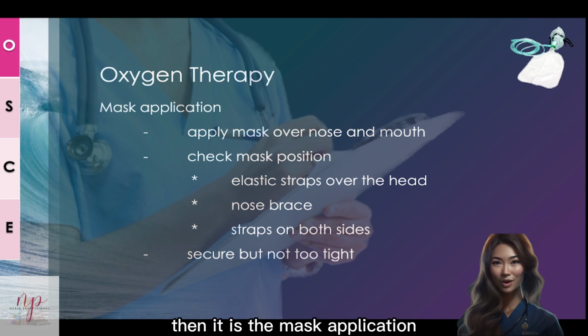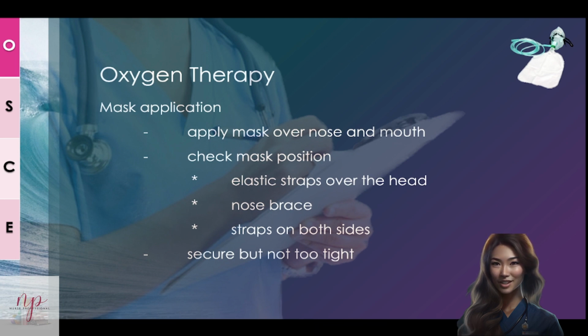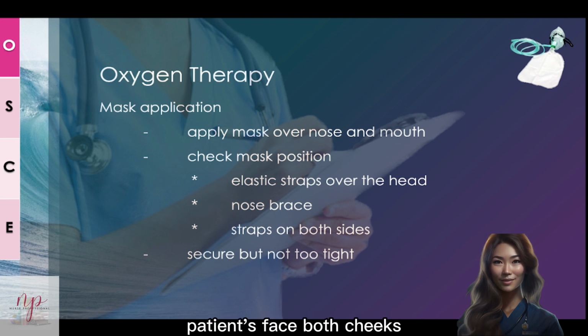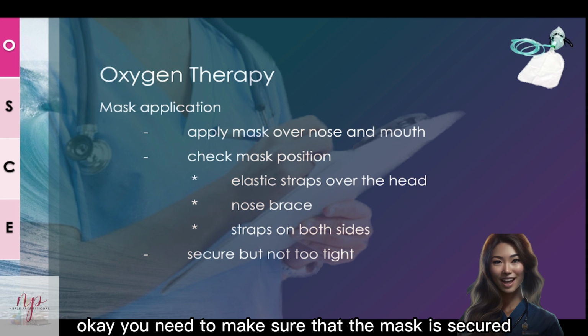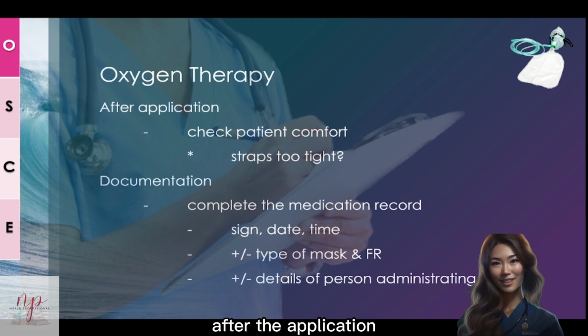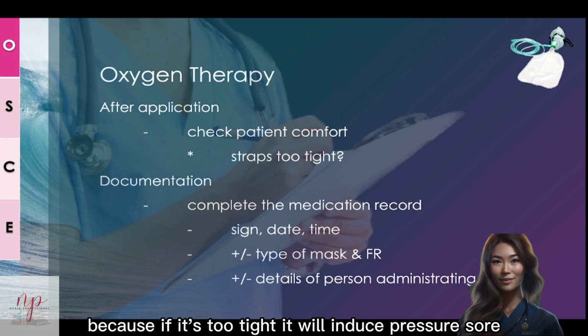Then is the mask application. Apply the mask over the nose and mouth, and then you need to check the mask position. You need to check the elastic straps all over the head circumference, and then check the nose bridge, and also check the straps on both sides of the patient's face, both cheeks. Okay, you need to make sure that the mask is secured but not too tight. After the application, make sure the patient is comfortable. The straps should not be too tight for the patient, because if it's too tight, it will induce pressure sores.